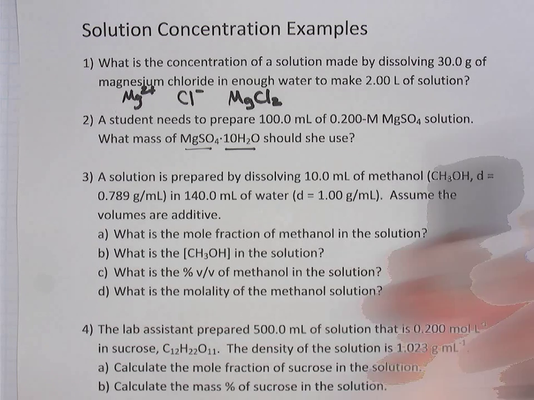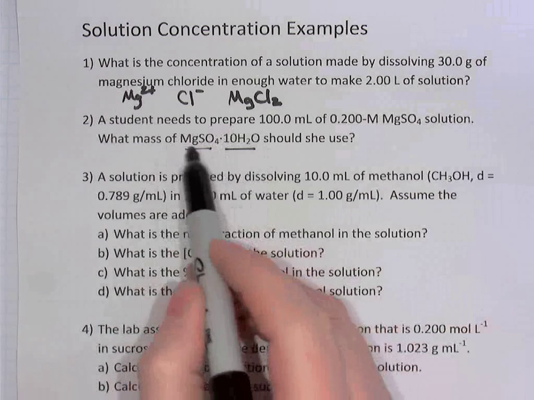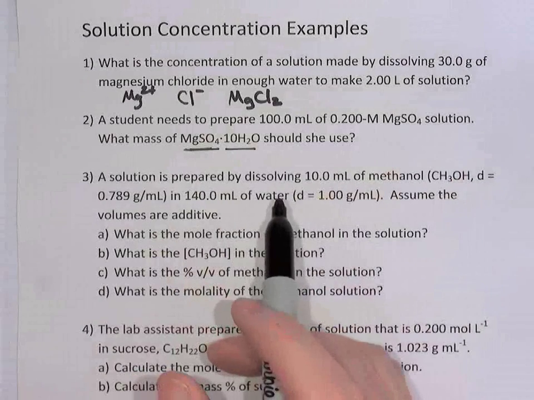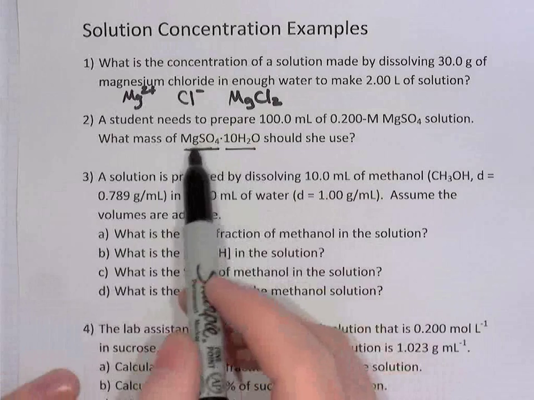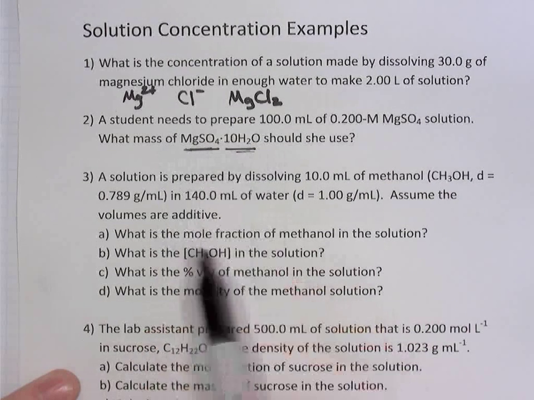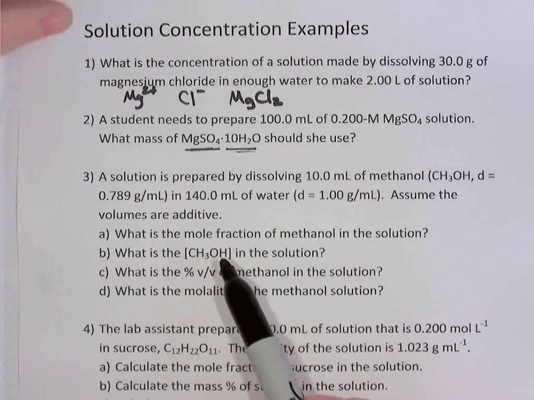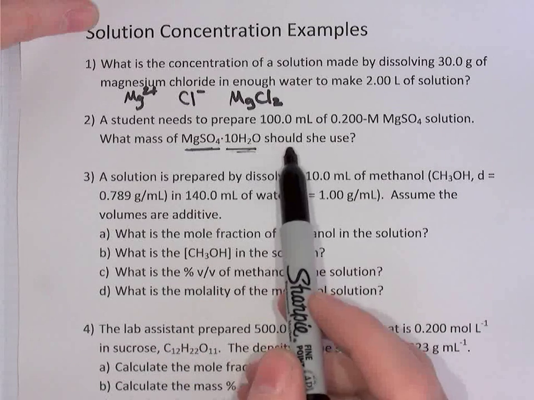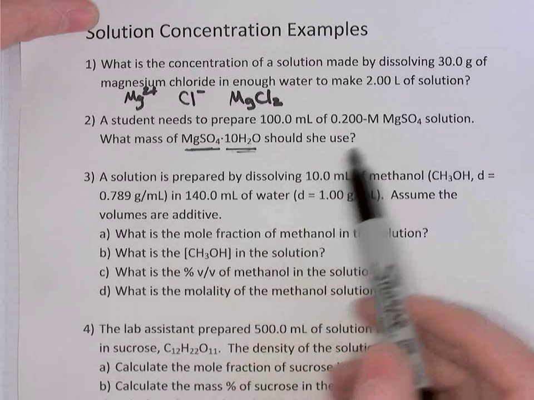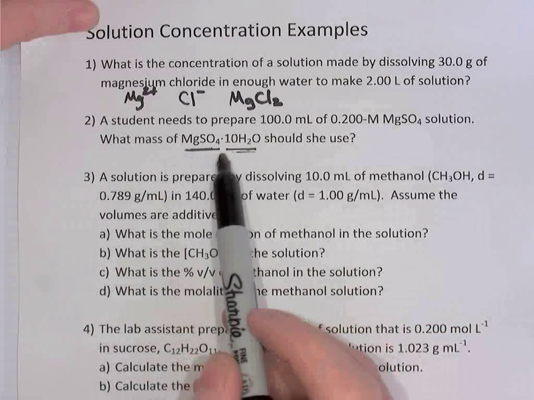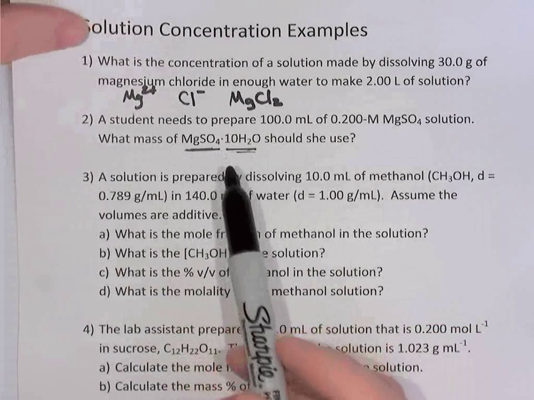It turns out that the only solute available in the storeroom is the hydrated form of magnesium sulfate. Now keep in mind that in 1 mole of this compound, there's 1 mole of magnesium sulfate, so we're perfectly fine to use this. But when you're determining molar mass, you have to include the water in your molar mass because that's part of the formula that's here. So 100.0 milliliters, 0.200 molarity magnesium sulfate. What is the mass of the solid solute that you need to use to prepare that?